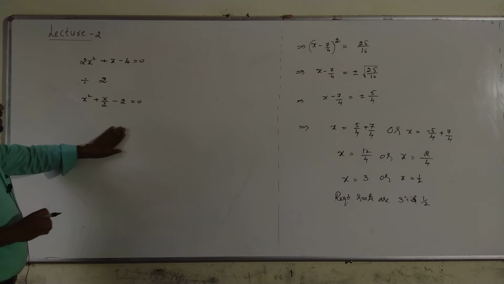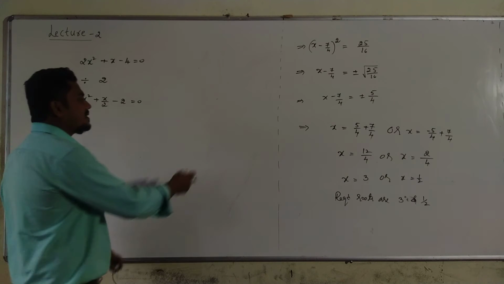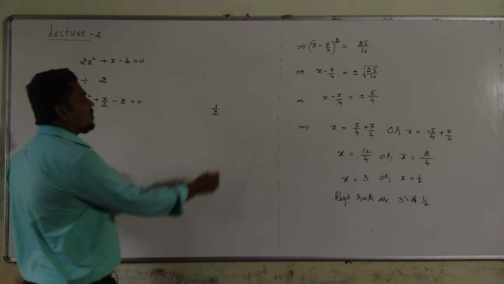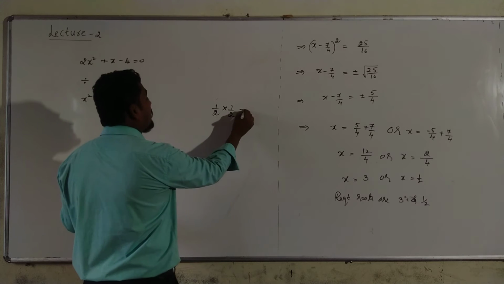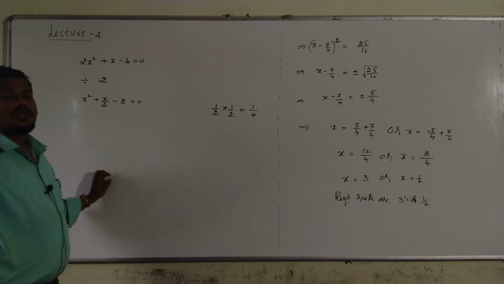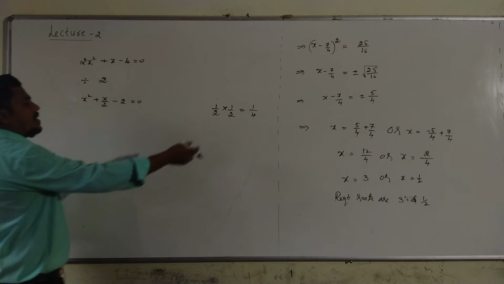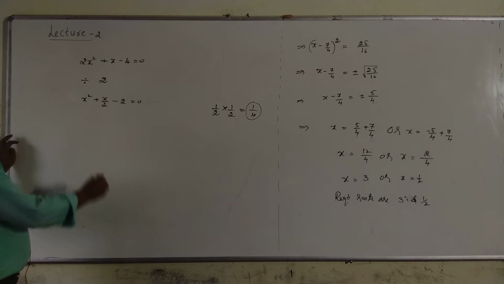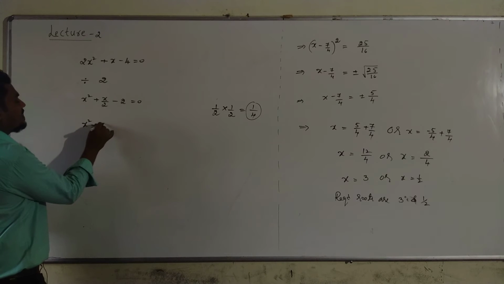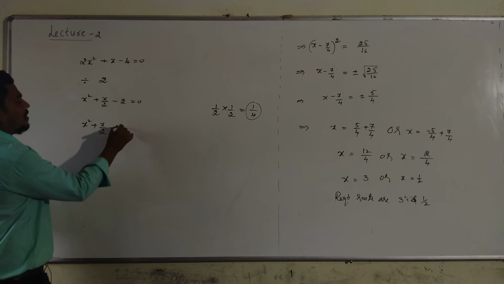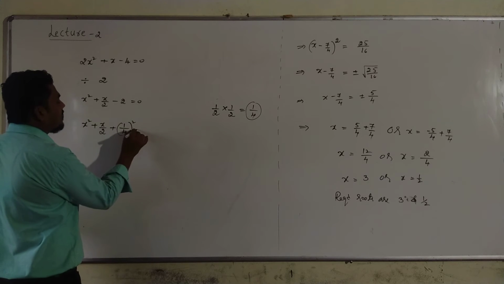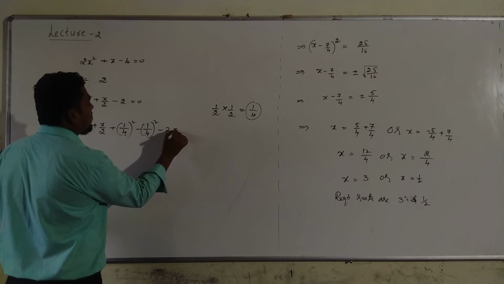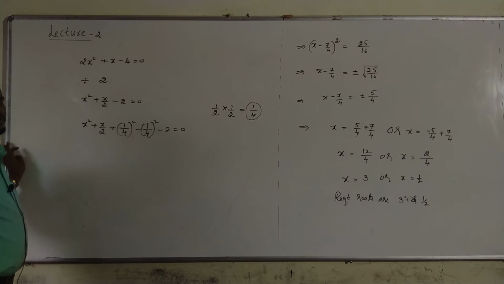After that, in the second step, take half of the coefficient of x. In this case, what is the coefficient of x? The coefficient of x is 1 by 2. Take its half, which means 1 divided by 4. Add and subtract the square of it. The coefficient of x is 1 by 2, its half is 1 by 4. So I will write x square plus x by 2, plus (1 divided by 4) whole square minus (1 divided by 4) whole square. Minus 2 remains as it is, equal to 0. It is just an adjustment term.